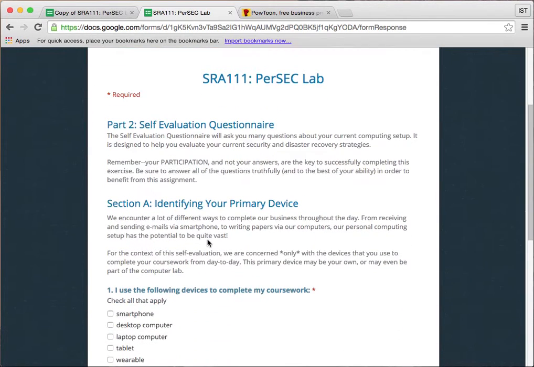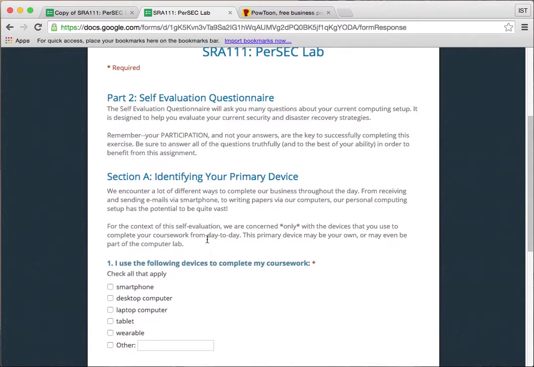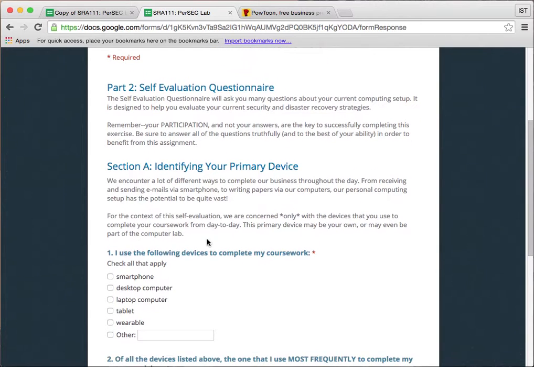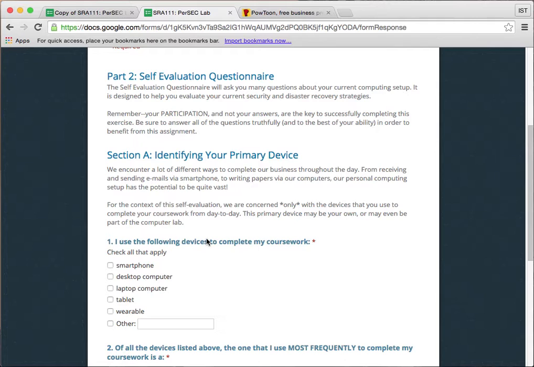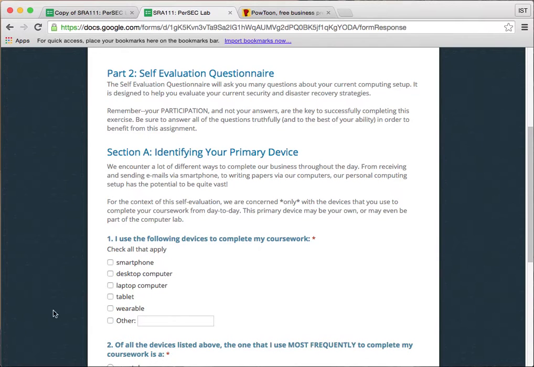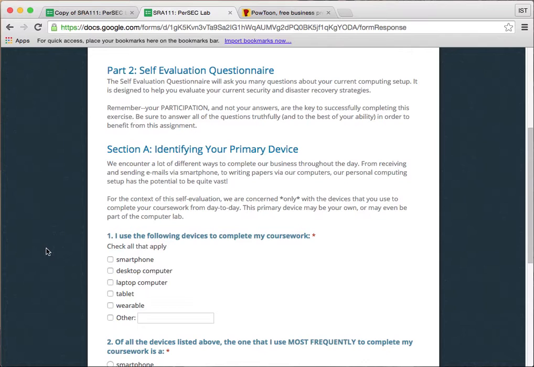So now after they've gone through the video and they've verified that they've watched it, because of course I'm an attorney, I always like people to read the terms and conditions. Yes, I skipped through the little checkbox there, but I did click it. The little checkbox there to verify that they watched it. Now we're moving on to the second part of the PerSec Lab, which is the self-evaluation questionnaire.